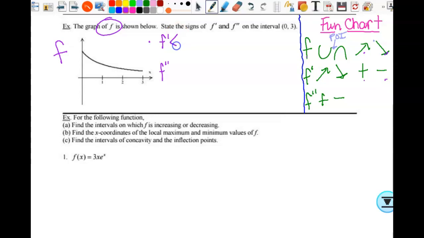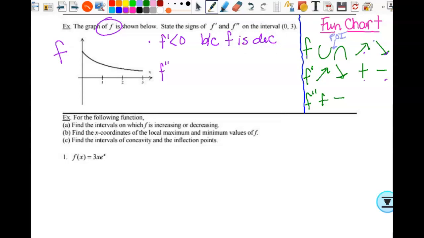F prime is less than 0 or negative, you can write that. And then our reason, because we can't see f prime, we don't have an equation, we don't have a graph, it's because f is decreasing. We good on that?